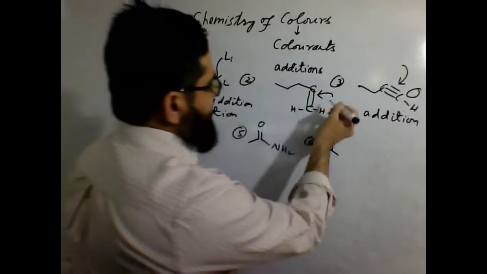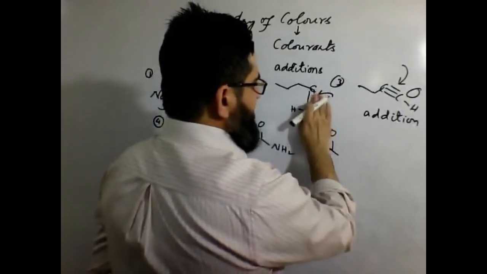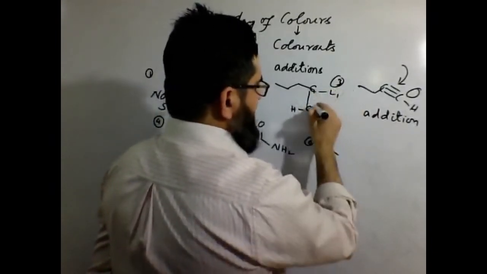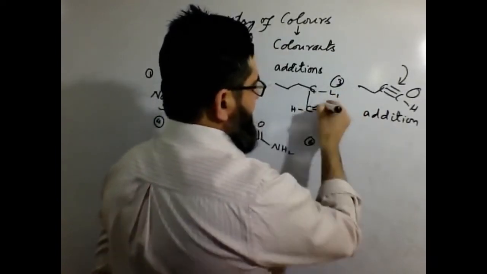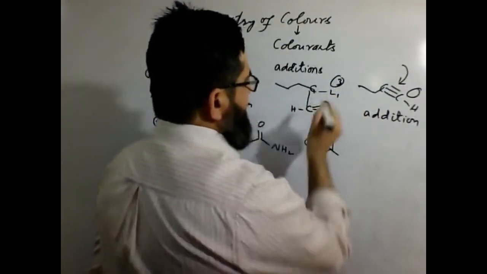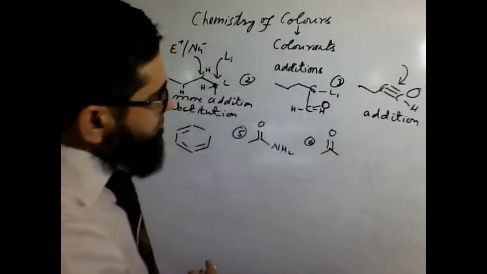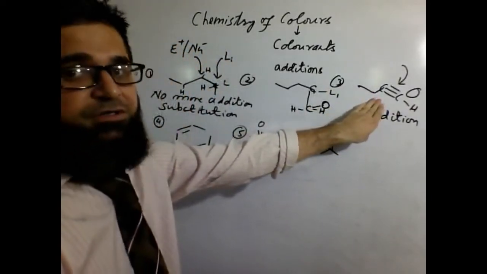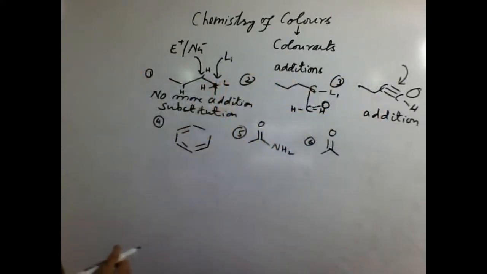Over here, someone can come in to break the bond, and let's say L can attach at this side, and some other part of the L can attach over here. So it can undergo additions. Molecules which carry double and triple bonds are supposed to undergo additions. The molecules which carry single bonds are supposed to undergo substitutions.